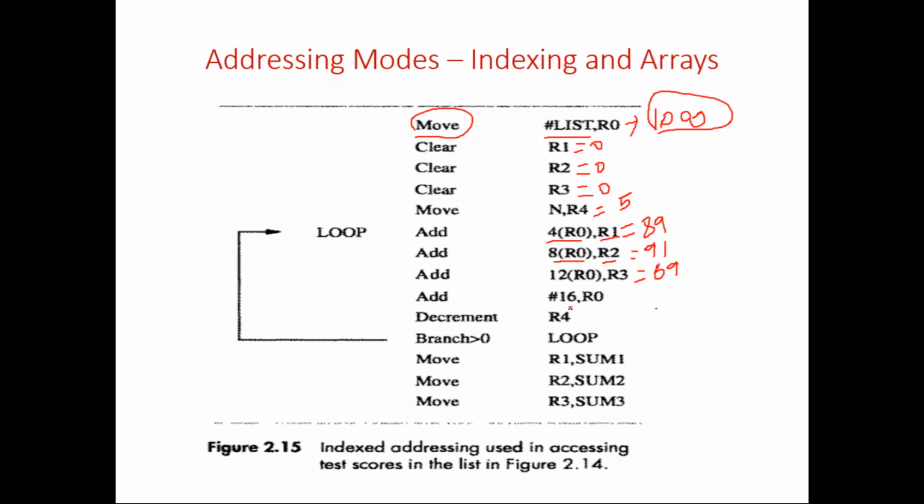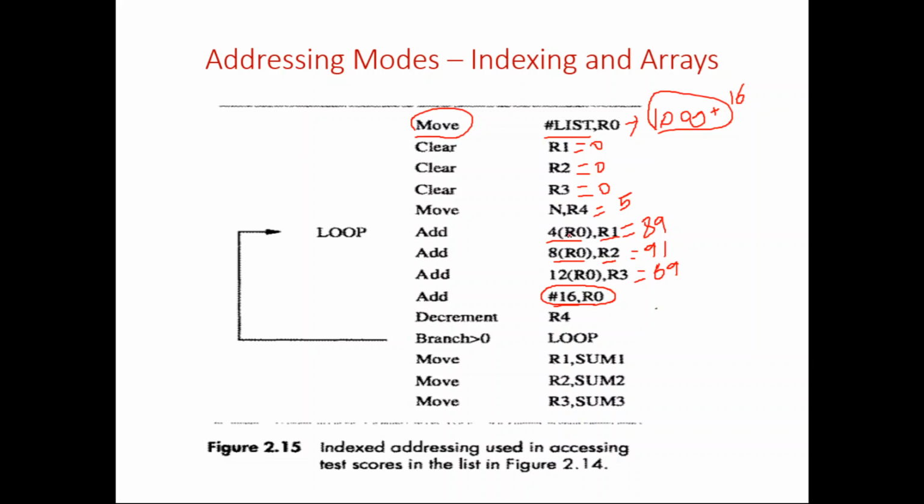Now the test 1 score of the second student you have to take and add with R1, and like that you have to continue, right? So now we are adding: add #16, R0. We are adding 16 to R0. R0 is 1000, so 1000 plus 16 is 1016. Now R0 is updated.